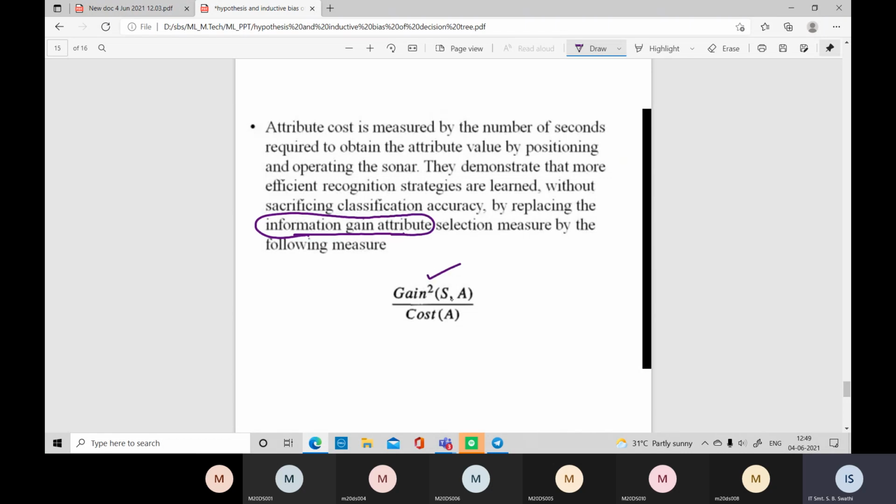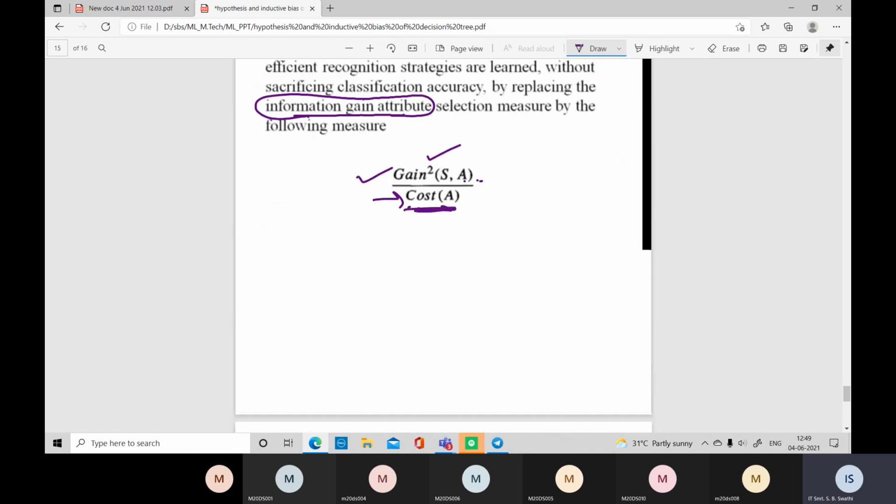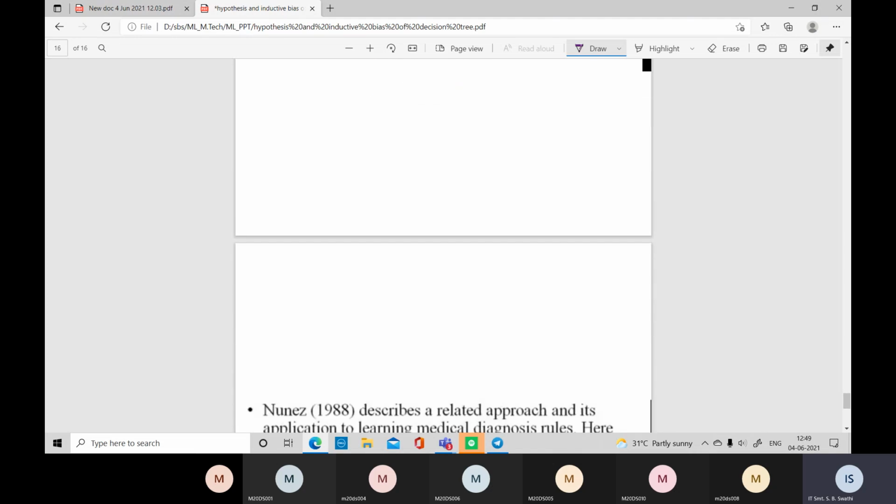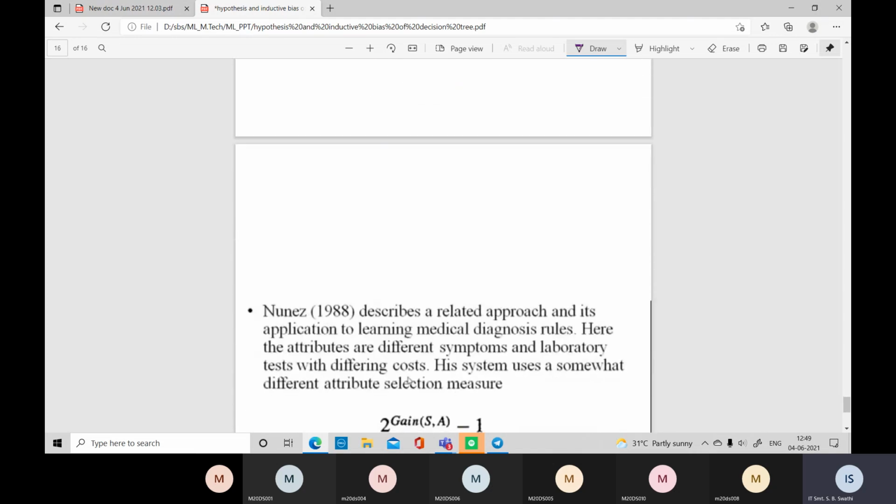We calculate the information gain of each and every attribute, and then divide it by the cost of that particular attribute. What is this cost? This cost will be given when you take the training data. What is the cost of each and every attribute? That information will also be present in that particular training data. We just need to apply that in this formula. So in this way also we can choose the features and give priorities to the features.